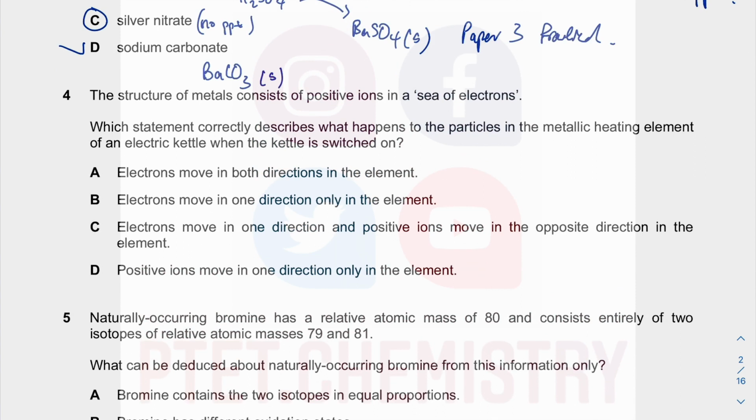Question 4. You have the structure of metals. You have positive ions in a sea of delocalized valence electrons. It's actually only the outermost shell electrons that get delocalized. Yeah, it's not all the electrons they have. So what happens to the particles in the metallic heating element of the electric kettle when the kettle is switched on?